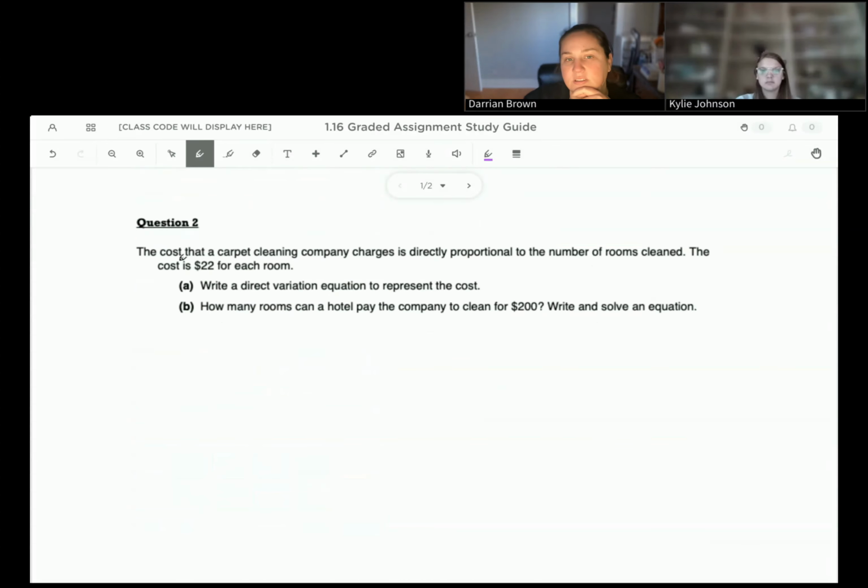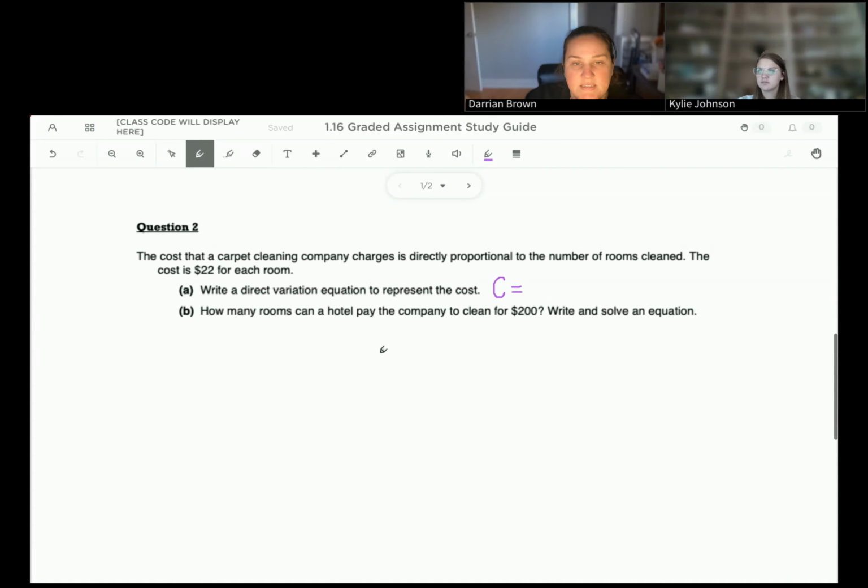It says the cost that a carpet cleaning company charges is directly proportional to the number of rooms cleaned. The cost is $22 for each room. Okay, write a direct variation equation to represent the cost. So for this one, all it wants is an equation. So we're going to put the cost, which is capital C, is equal to what?